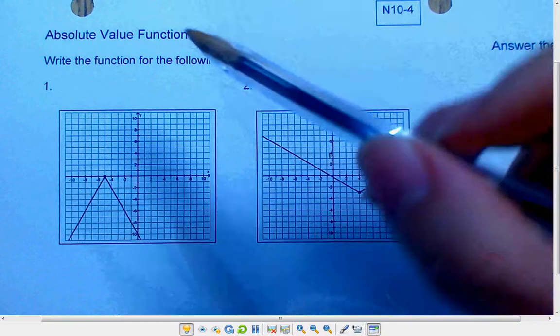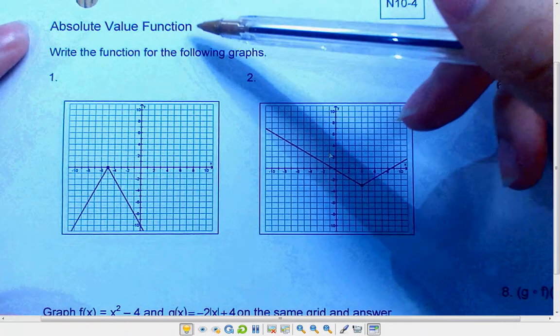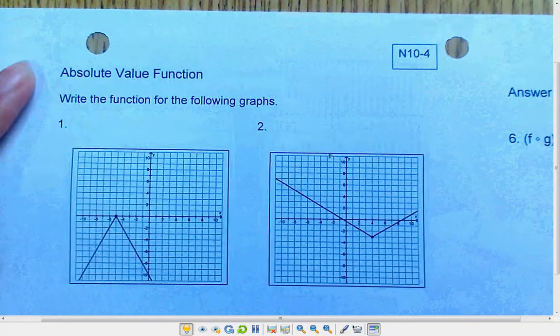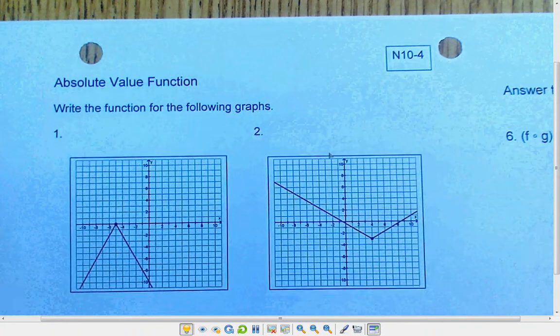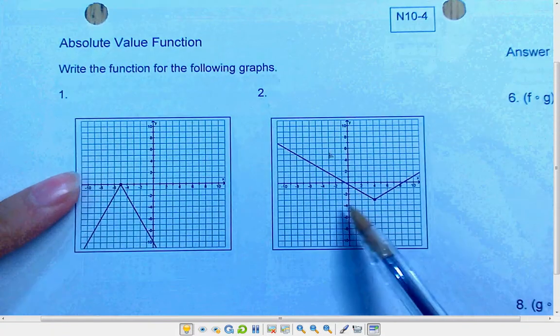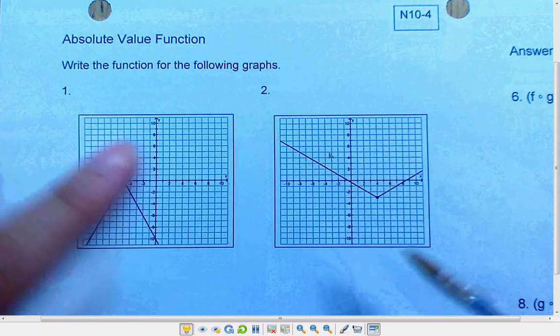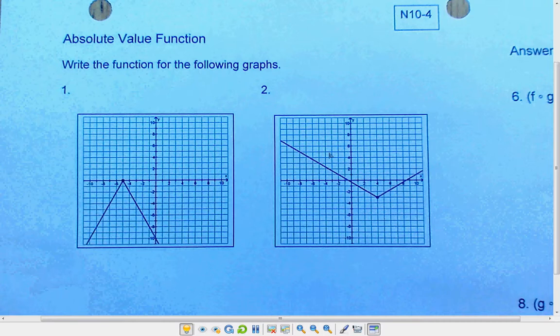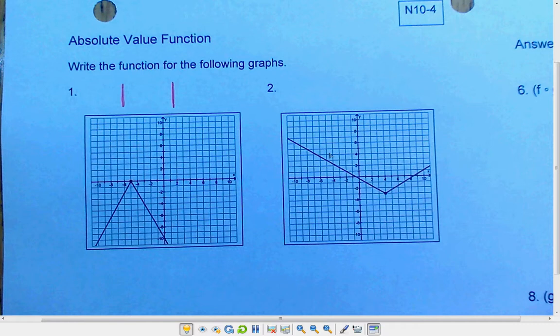Today we're going to be finishing our absolute value function and then working on compositions, which is a review from last unit. So let's start off with writing equations for these two graphs. Looking at the shape of this, we already know this is an absolute value function because it's in the shape of a V, right?